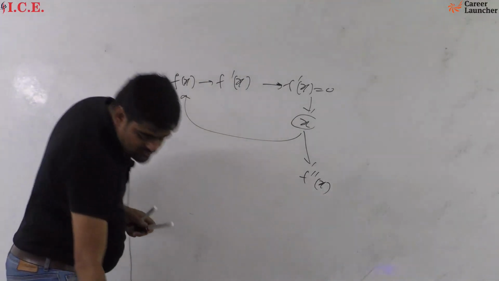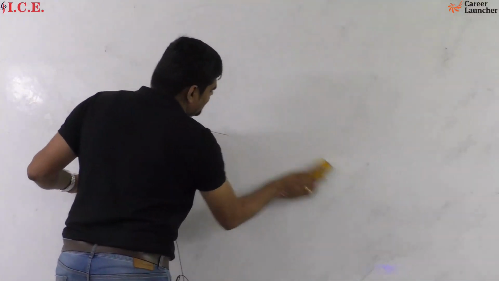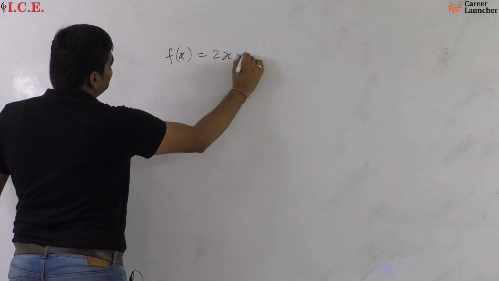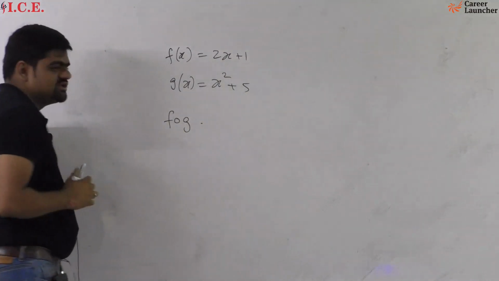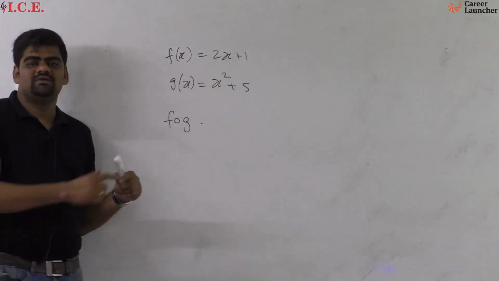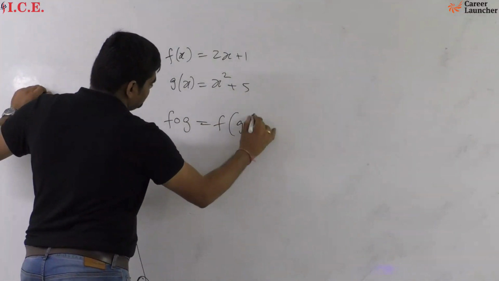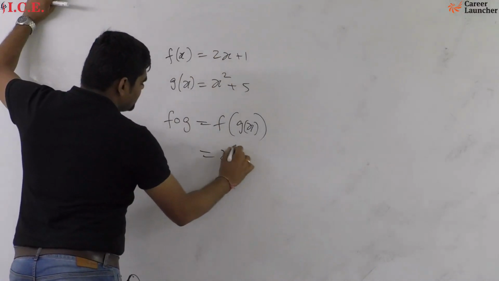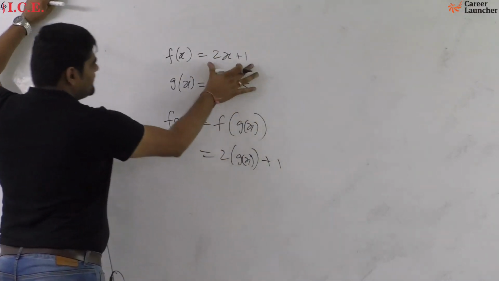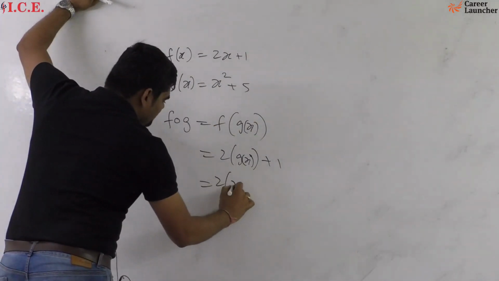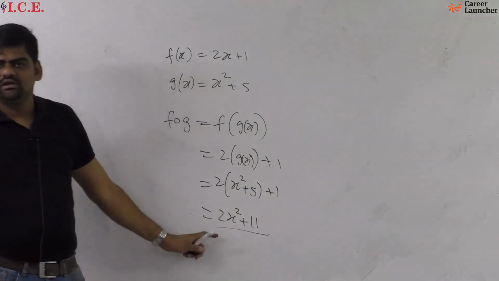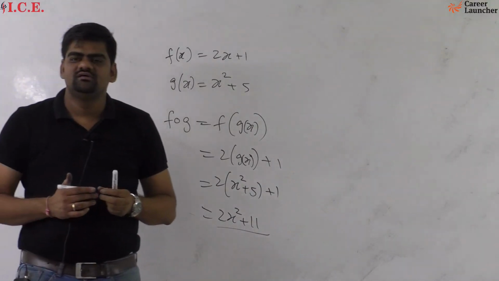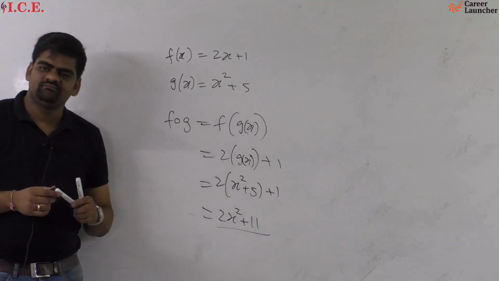Apart from that, if you have iterative functions, for example, let's say it is given that f of x is equal to 2x plus 1 and g of x is equal to x square plus 5, and you are asked to find f of g. So don't say it is fog, it is basically f of g(x). f of x is 2 times g(x) plus 1. And g(x) is x square plus 5, so it is 2 times (x square plus 5) plus 1. So it is 2x square plus 11. Clear? So you should know how to solve this cascading of functions.